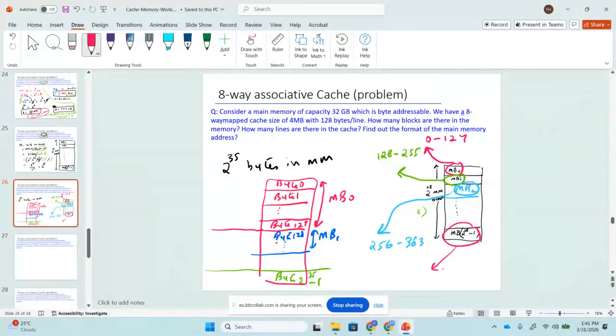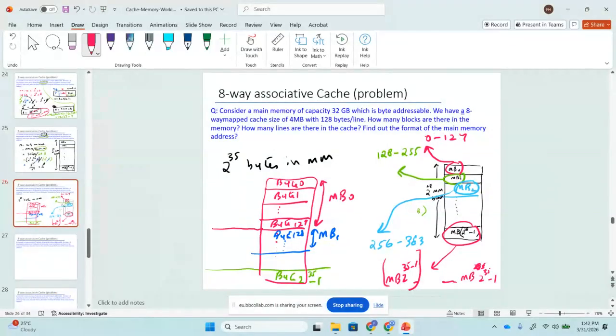this will now contain all the main memory bytes from 2^35 minus 1 till you subtract 128 from here. So what we do? We minus 127. Any question? Clear or not clear? This is very tricky, and then you can do this.